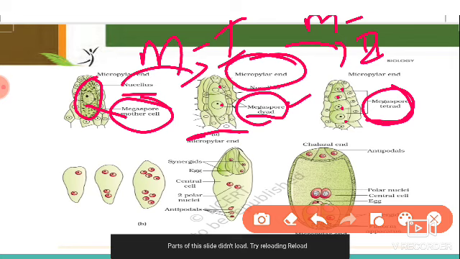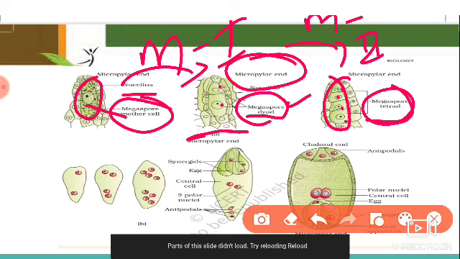They will undergo meiotic division, and four megaspores are going to be formed here. From a single megaspore mother cell, there is a formation of four megaspore cells. So we call it a megaspore tetrad.